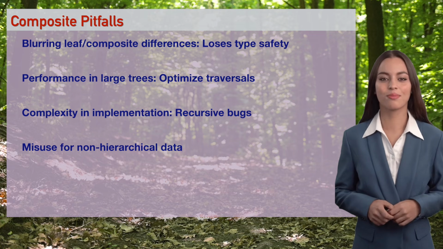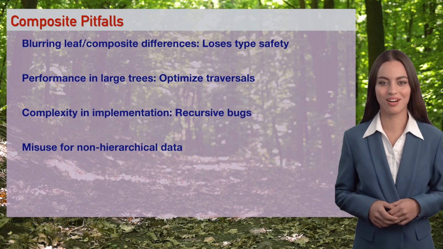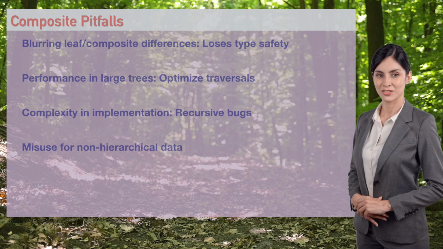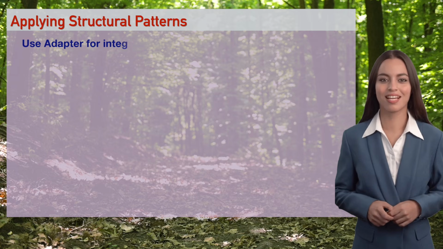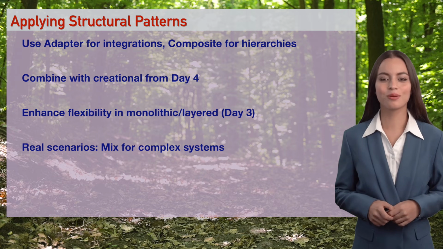Pitfalls: blurring differences between leaves and composites can lead to loss of type safety and unexpected behaviors. Large trees might hurt performance, so optimize traversals. Implementation complexity can introduce recursive bugs. Don't misuse it for data that's not truly hierarchical. Careful design mitigates these.